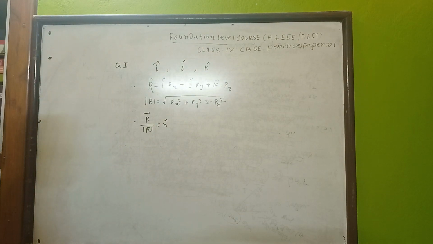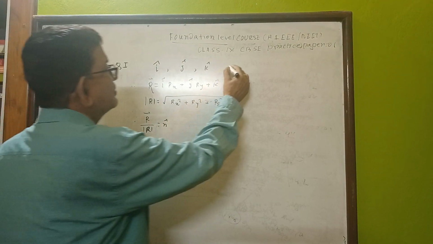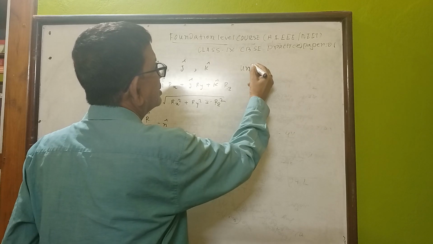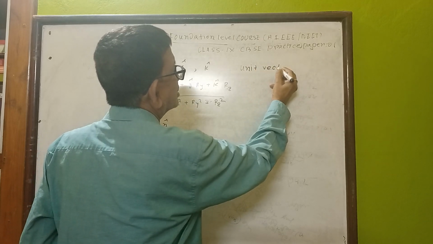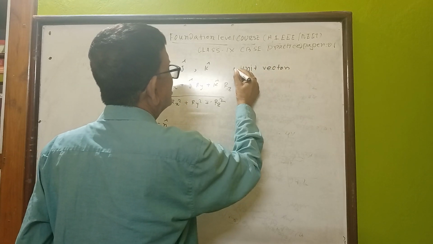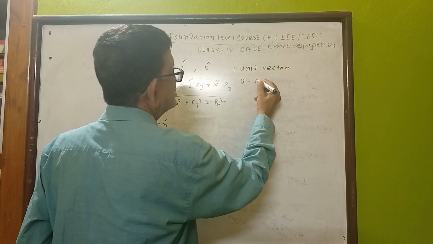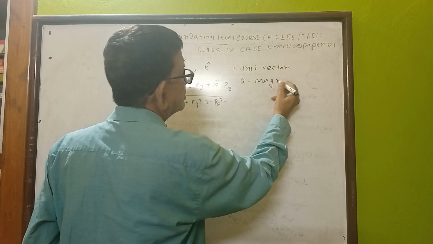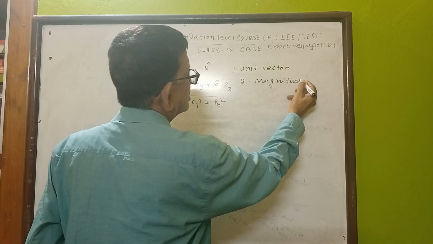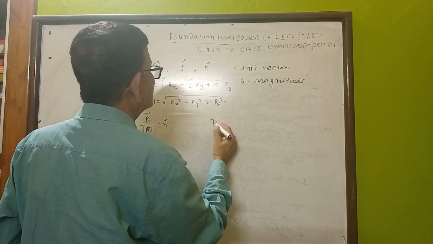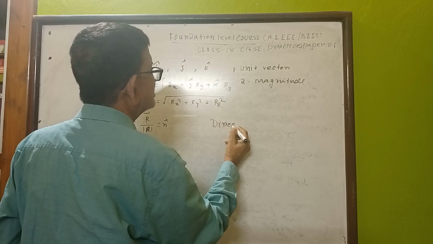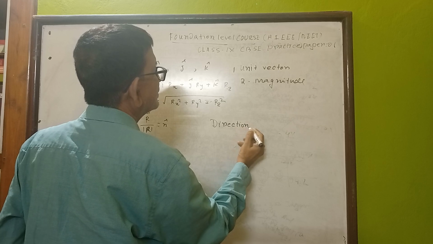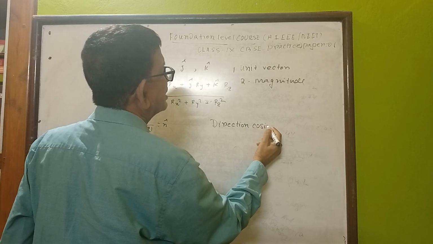Next, the question is unit vector, then magnitude, 2 is the magnitude part. Now I am going to direction cosines. What is direction cosines? I am telling you.